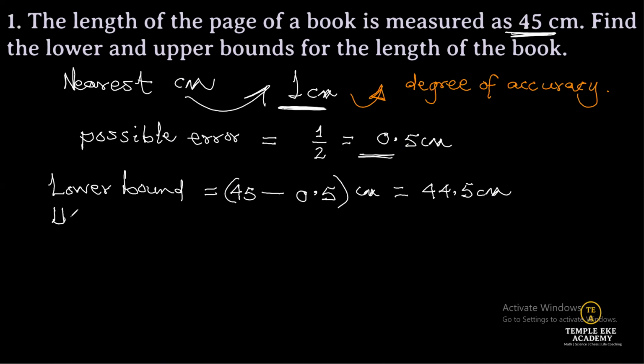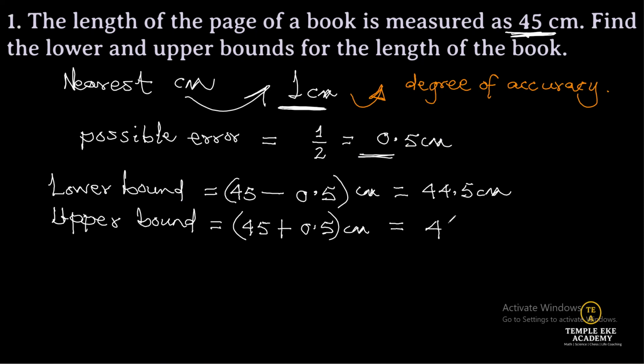That's right. And now we can also find our upper bound. The upper bound is now going to be the sum. So this is going to be our estimated or the rounded value once again, 45, added to the possible error, plus 0.5, all of this in centimeters. And of course, that gives us 45.5 in centimeters. So we have the upper bound value and the lower bound value. Very simple. Beautiful. Let's look at the next question.